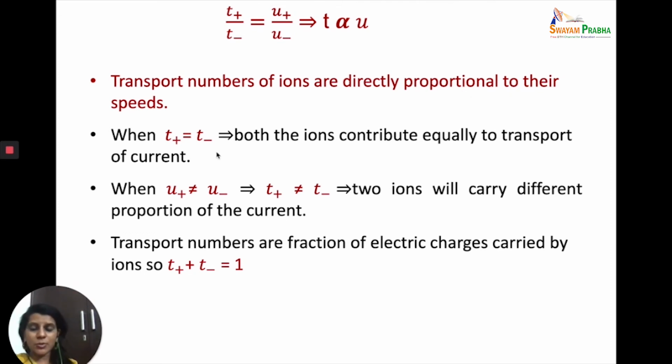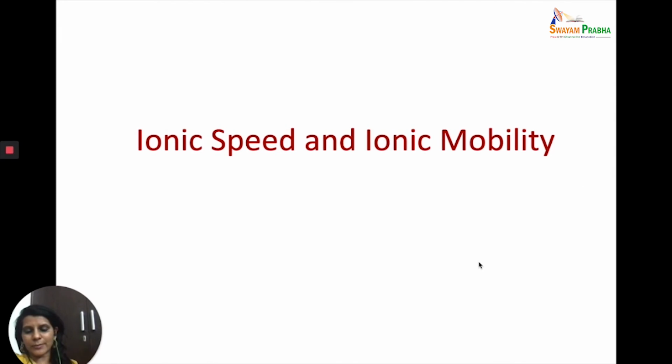When T plus is equal to T minus, both the ions contribute equally to the transport of the current. When U plus is not equal to U minus, T plus will not be equal to T minus, and the two ions will carry different proportions of the current. Because the transport numbers are fractions of electric charge, their sum is always going to be equal to 1. Now we know that the ionic mobility is equal to ionic speed upon potential gradient. Let's try and derive this relationship.